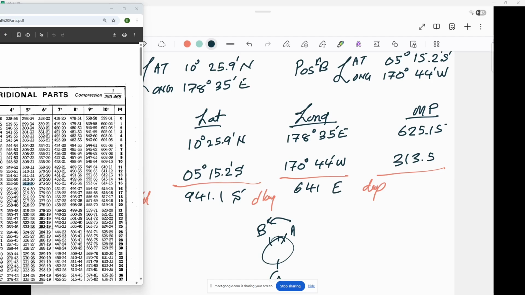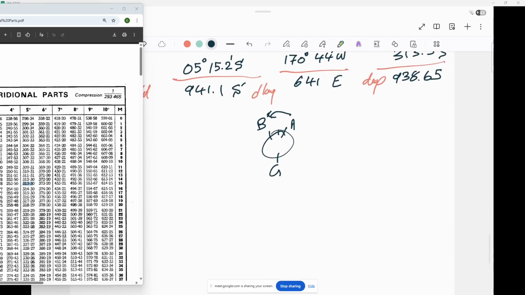And this is north and south. So in this case, we have to add these two. So once you add 625 decimal 15 plus 313 decimal 5, which is 938 decimal 65. Are my values correct? I'm sure some of you have done it already. Are my values correct? All right, okay. So we are good, and let's find out.